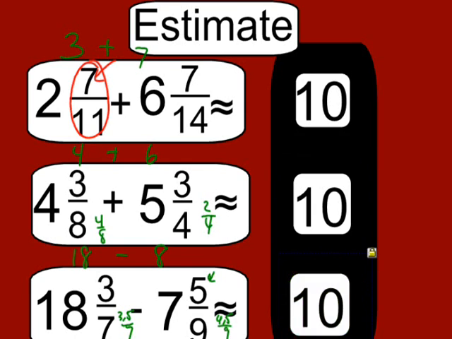So that's how you would estimate with fractions if you were rounding the fractions to the nearest whole number.